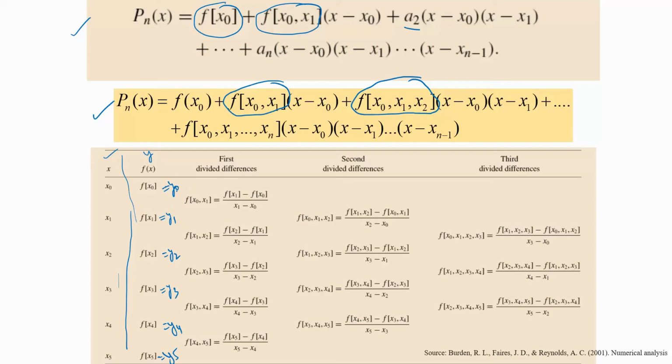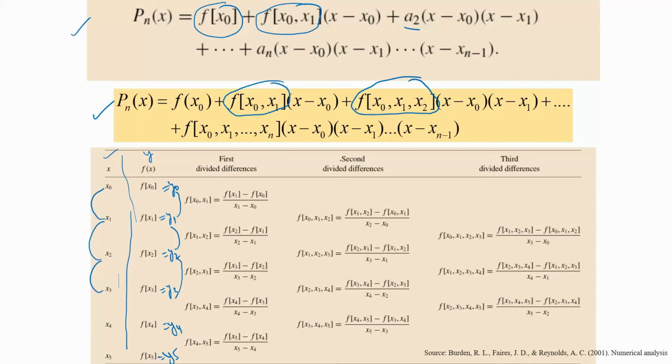For the first divided difference, just subtract this from this and divide by this minus this. So you get the first divided difference, this minus this divided by this minus this. Similarly, here you can find this minus this divided by this minus this, and so on.